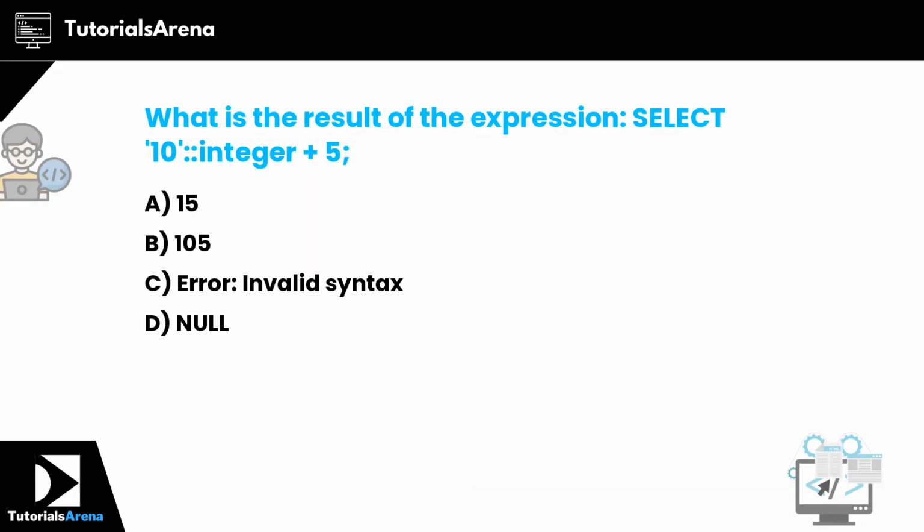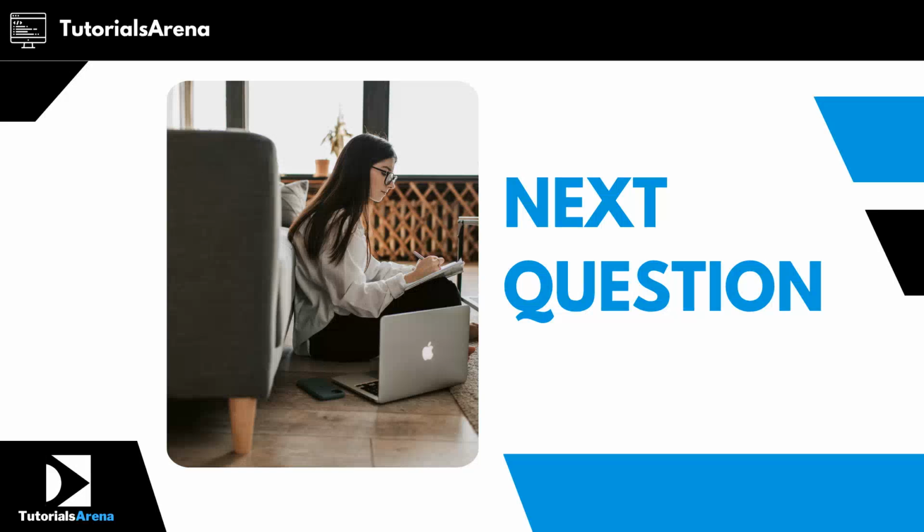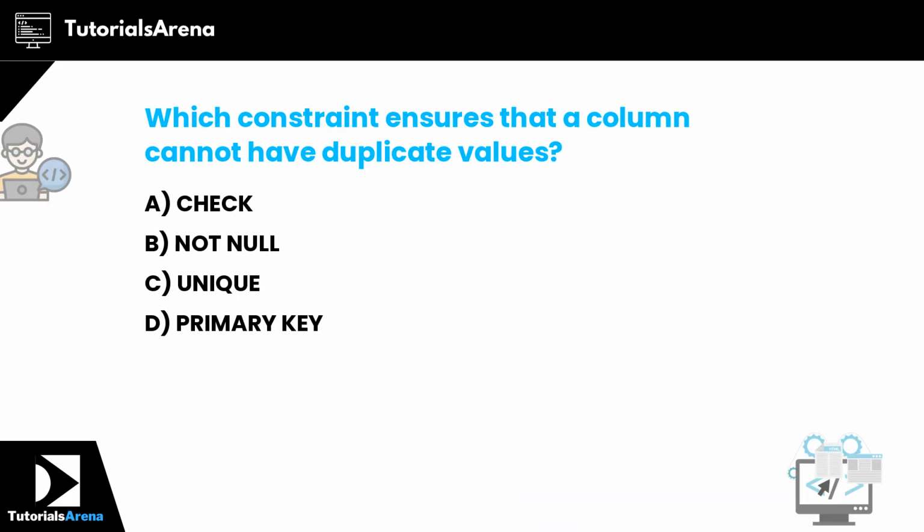What is the result of the expression, SELECT 10::integer + 5? The correct answer is option A, 15. Which constraint ensures that a column cannot have duplicate values? The correct answer is option C, unique.